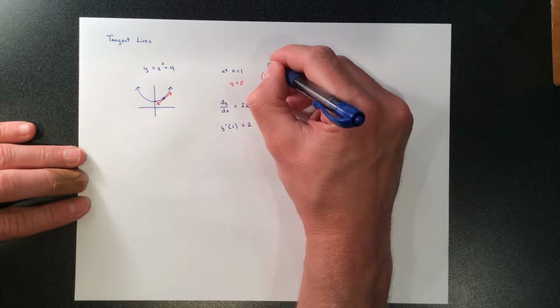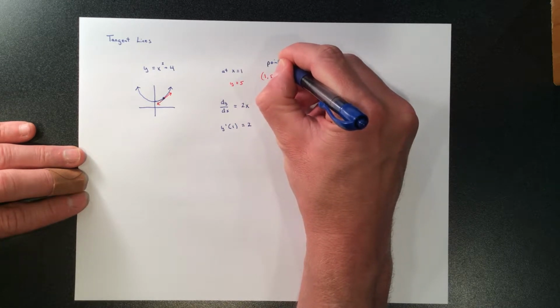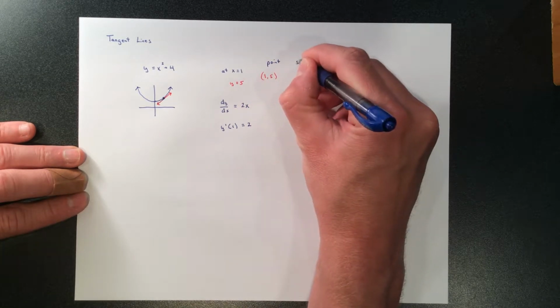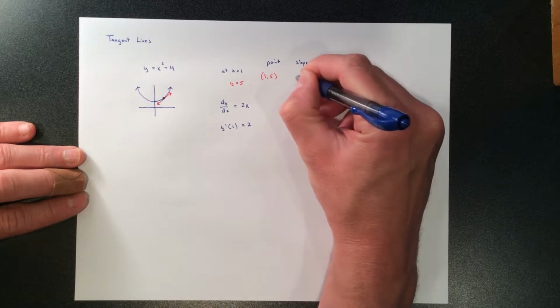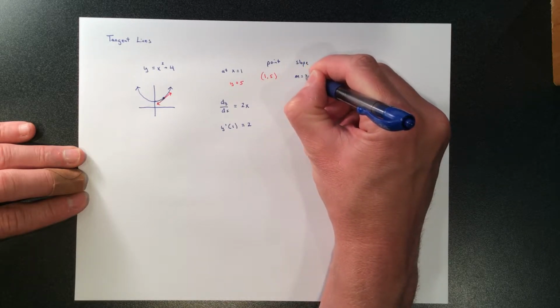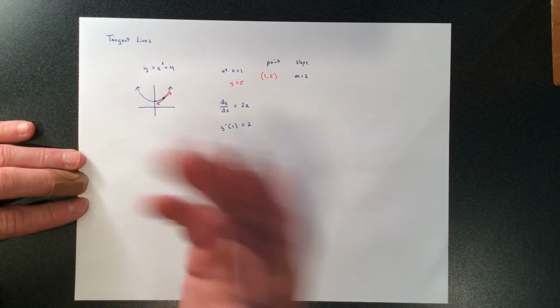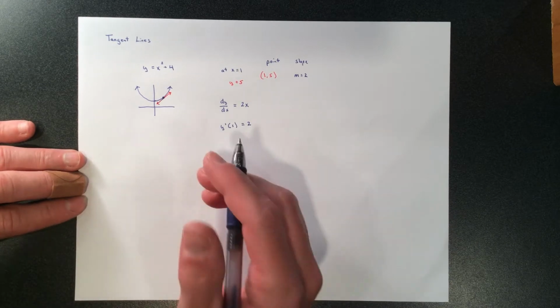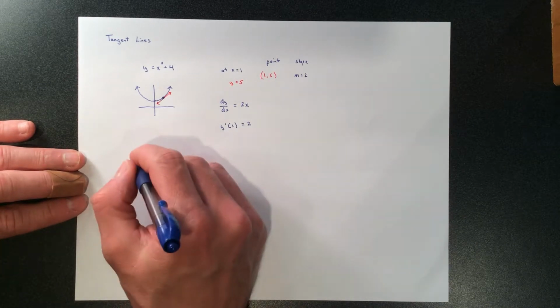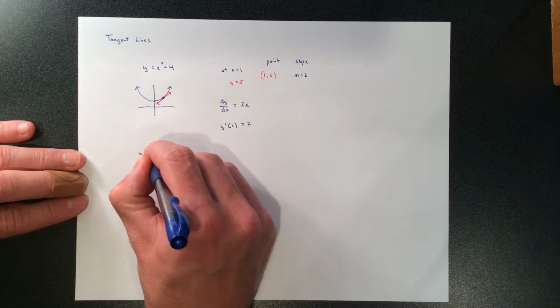So now we have a point and we have a slope. Those are really the two qualities we need in order to write the equation of a tangent line. Writing the equation of a tangent line is writing the equation of any line at this point. You can go back to algebra 1. You can either use y equals mx plus b.